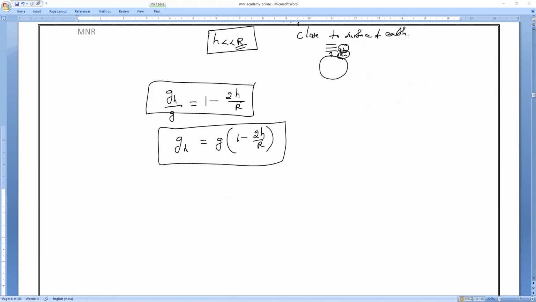Altitude formula. If anybody has any doubt, you can ask me, or else we'll go with the second one. What is the second one, everybody? What is the second one now? Depth, correct? So depth is very important.